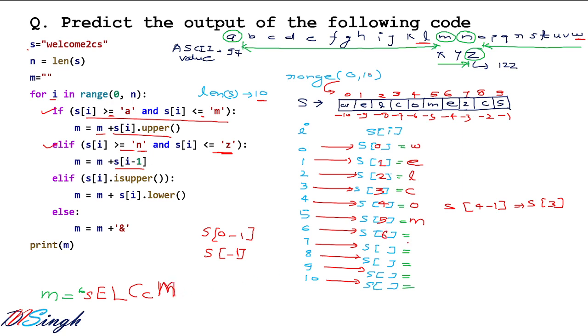Next time I value will be 6. So what will happen? The value at s of 6, value at index 6, is what? E. That again matches the first part, a b c d e. So here again it will be converted into capital case. Then for the next iteration I value will become 7. At 7 we have 2. This is not a digit, so all these cases will not be satisfied, and it will come under the else part.